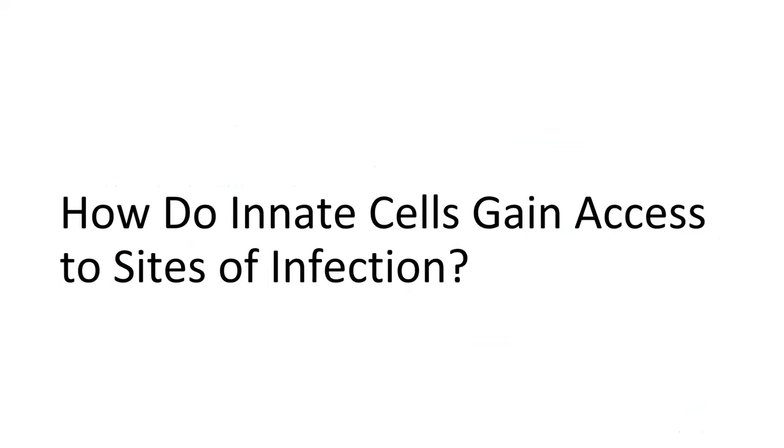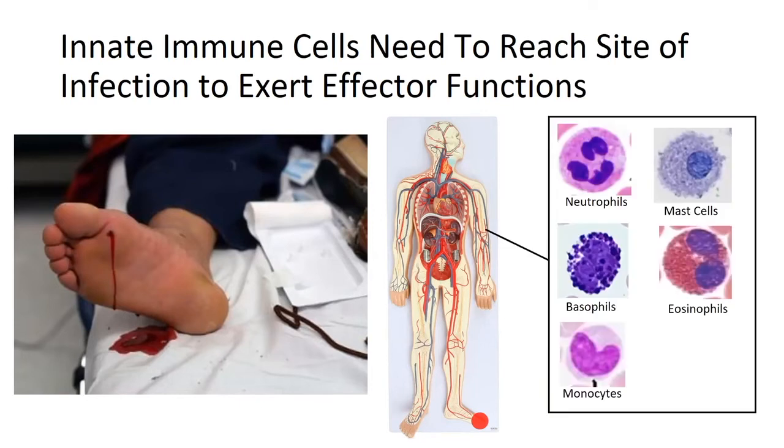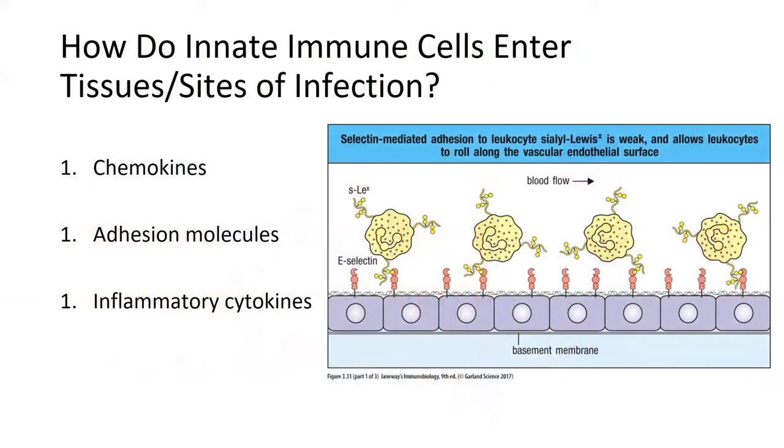Okay. All right. So how do innate cells gain access to sites of infection? Obviously, when an infection happens, as shown here in this lovely picture of somebody who apparently stepped on a nail, the innate immune system needs to reach the site of infection to exert their effector function. There are already, as we discussed, innate immune cells in every tissue, but when you have an acute infection, you need to recruit reinforcements. Okay. So the three major mechanisms are chemokines, adhesion molecules, and inflammatory cytokines.